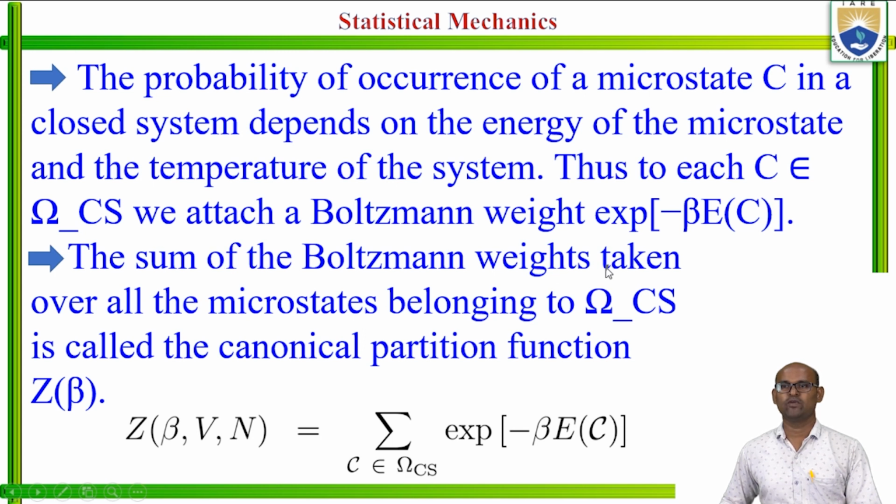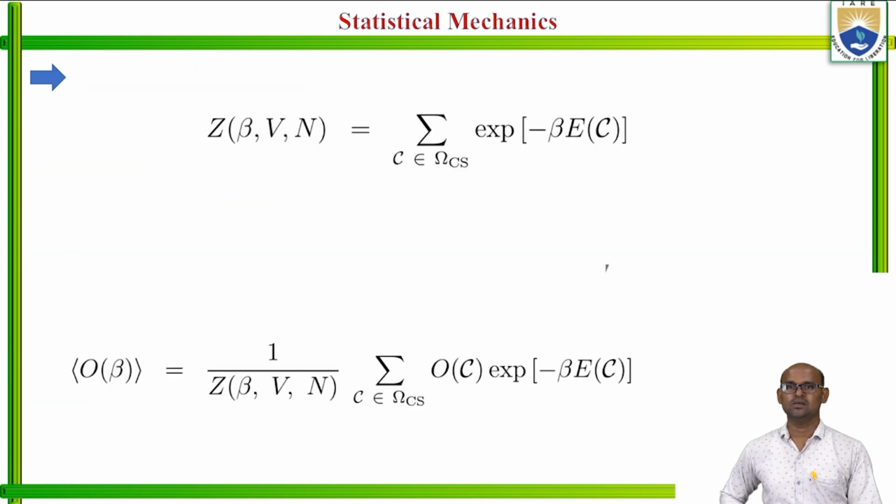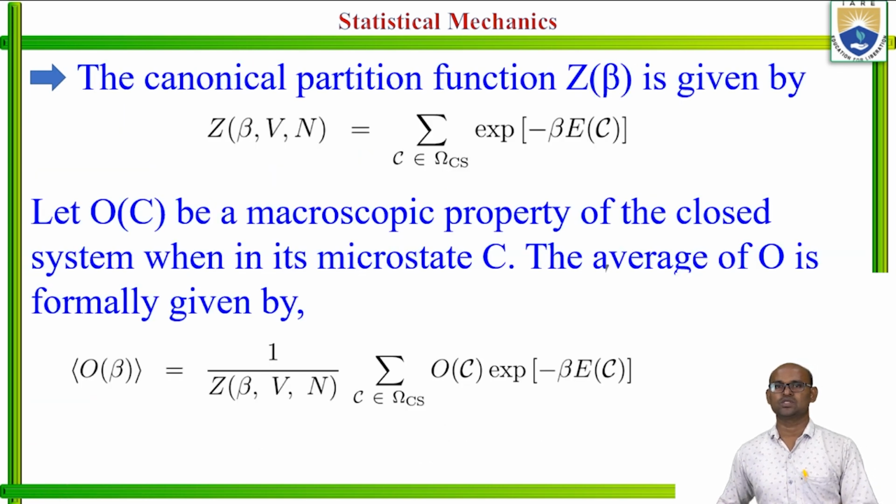The sum of the Boltzmann weights taken over all the microstates belonging to this closed system is called the canonical partition function. So we define the partition function for this closed system by Z of beta, V, N, where beta is the inverse temperature, that is equal to the sum over C belonging to omega Cs of e power minus beta E of C. This is the partition function for the closed system.